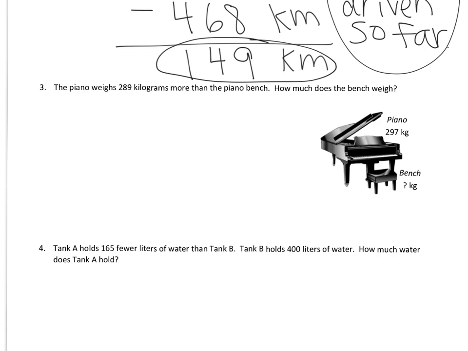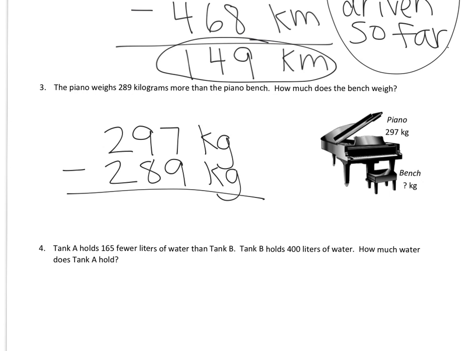Which number should I put on top? 289 or 297? 297 goes on top because it is the bigger number. And in subtraction, I always start with the bigger number. Okay, so I lined up my place values and I wrote my labels. Now it's time to subtract. I'm going to start with 7 minus 9. Can I do 7 minus 9? No, I can't. So what do I need to do? I need to go to my neighbor and borrow.